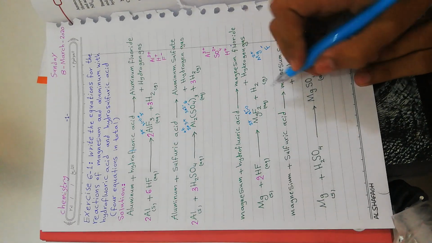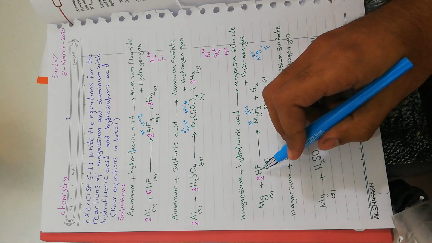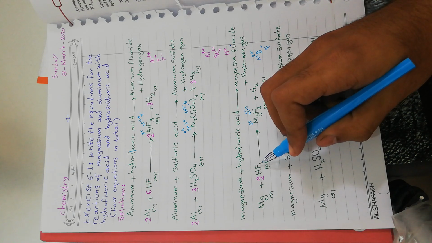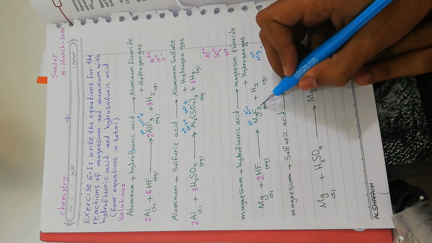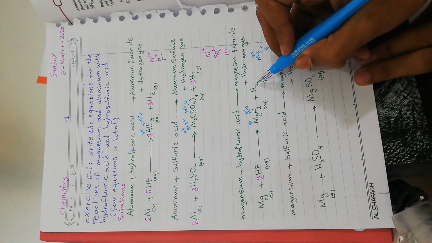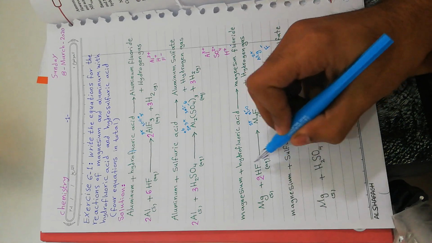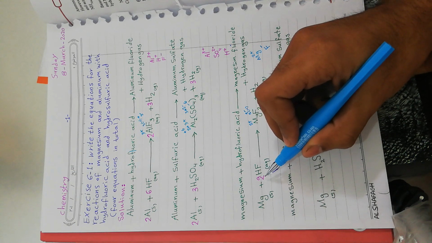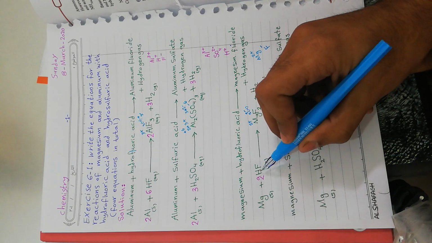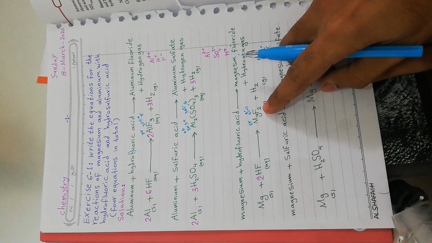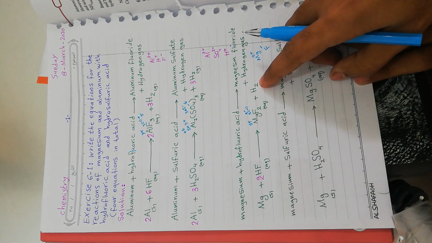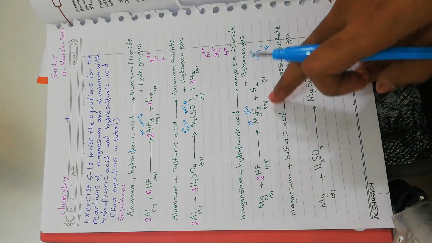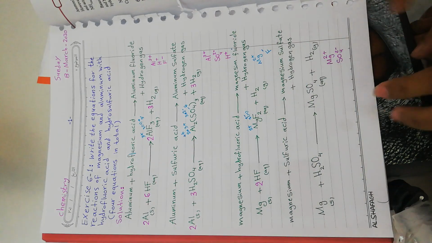And hydrogen gas. How many hydrogen here? 1. How many fluorine ion here? 1. How many fluoride? 2. How many hydrogen here? 2. So when I multiply HF by 2, I get 2 hydrogen and 2F. Here 2 fluoride and 2 hydrogen. How many magnesium here? 1. How many magnesium here? 1. So this equation is balanced.